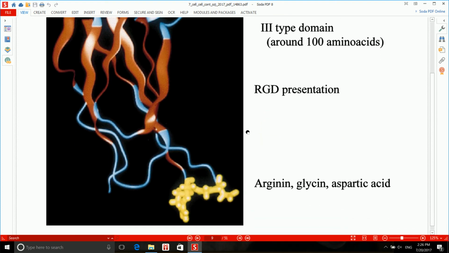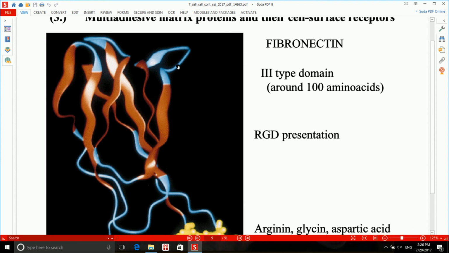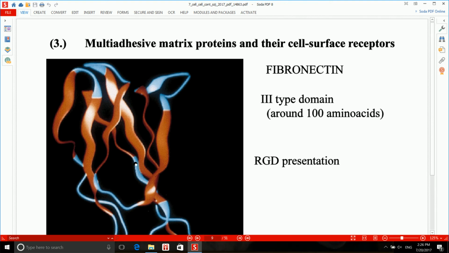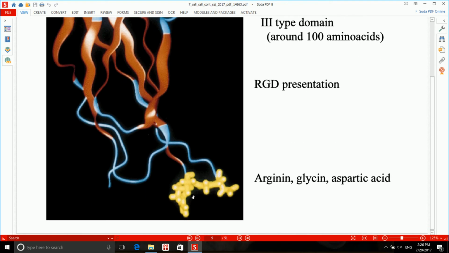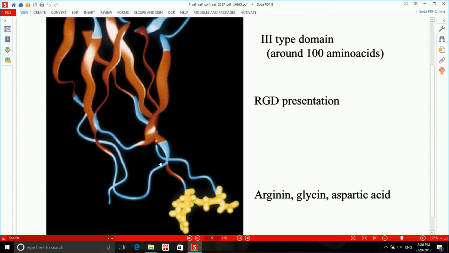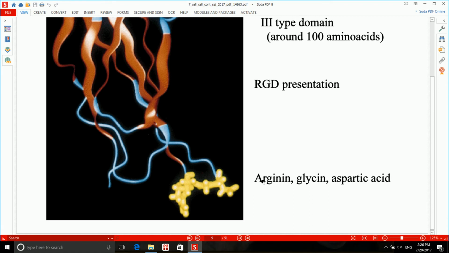Now, you can see here, if this is the three-dimensional presentation of the whole fibronectin, this part is the RGD. So this is an RGD presentation. And RGD, as I said, is arginine, glycine, and aspartic acid, or aspartate.